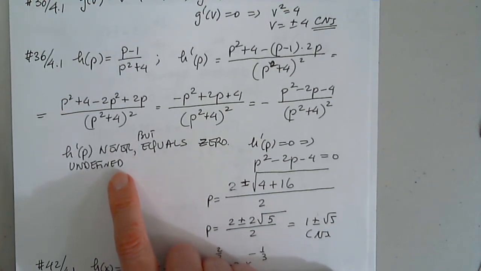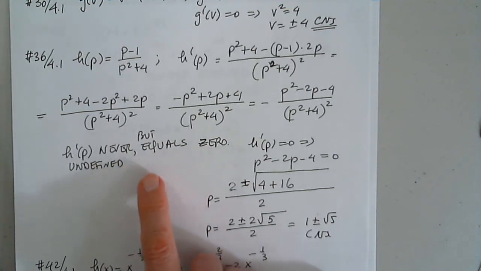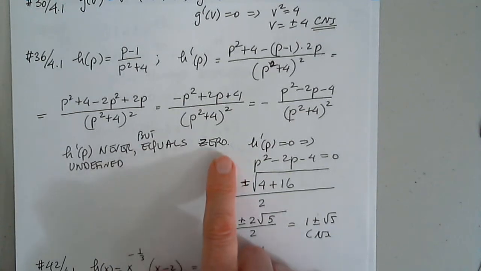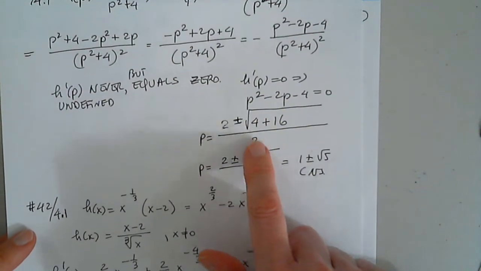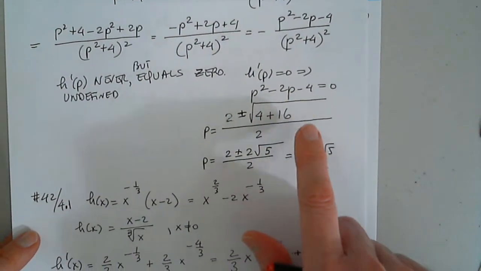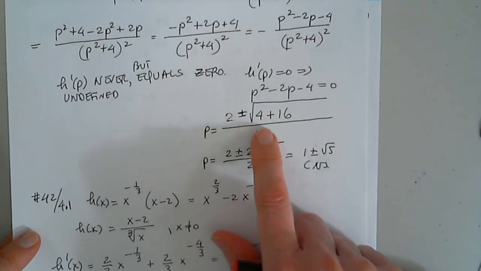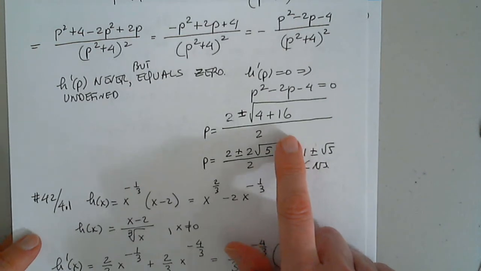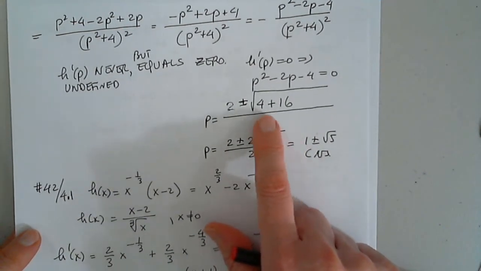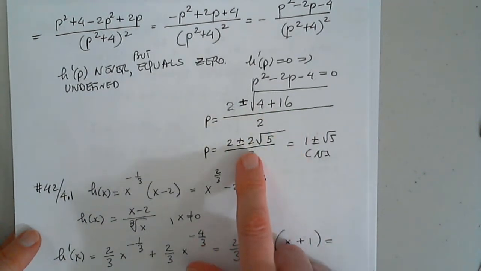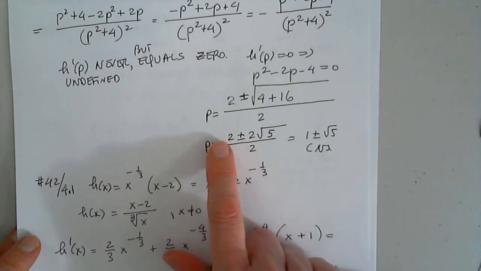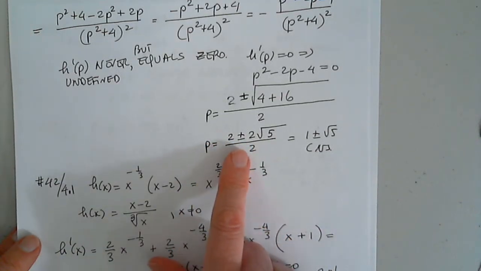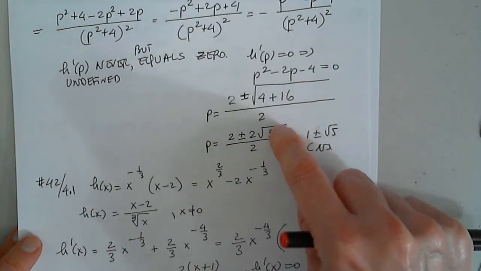H prime of p is never undefined, but it equals 0, so we have to use the quadratic formula. This is not factorable. Negative b plus or minus the square root of b squared minus 4ac, so that's plus 16. So this is the square root of 20, which is 4 times 5, so the square root of 4 times the square root of 5, which is 2 square root of 5. And then you simplify 2 over 2 plus or minus 2 the square root of 5 over 2.